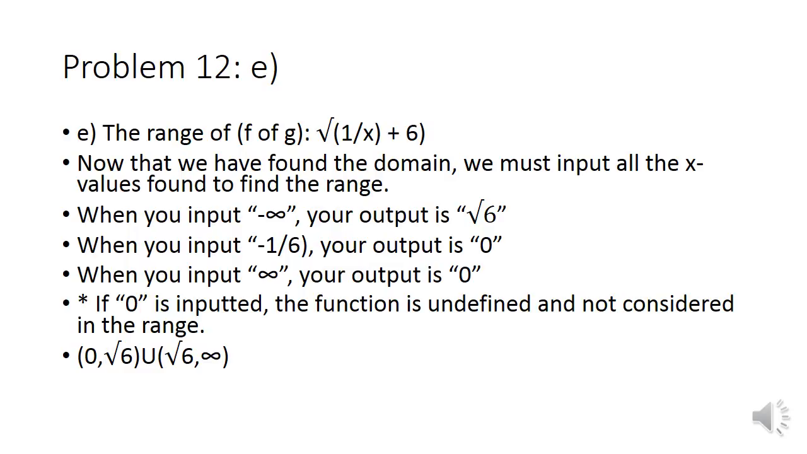Problem 12e. The range of f of g. Remember, f of g is square root of 1 over x plus 6. Now that we've already found the domain, we must input all the x values found to find the range. When you input negative infinity, your output is square root of 6. And when you input negative 1 over 6, your output is 0. When you input infinity, your output is also 0.